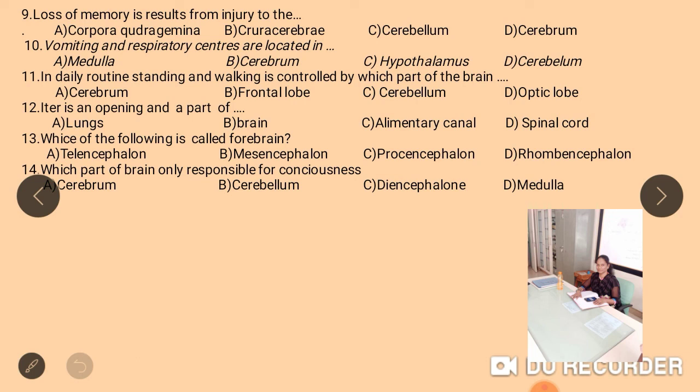Next question, and this is the last question of today's lecture. Which part of the brain is only responsible for consciousness? Option number A, cerebrum, B, cerebellum, C, diencephalon and D, medulla oblongata. The correct answer for that question is cerebrum.